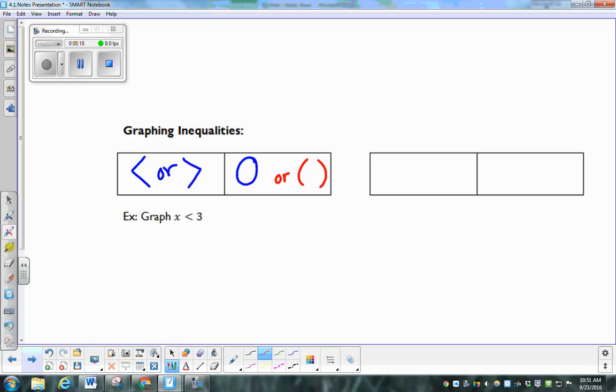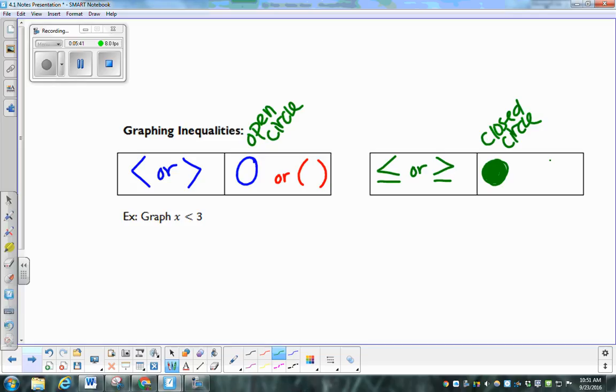So if it's greater than or less than, you use an open circle on your graph. If it is less than or equal to, or greater than or equal to, you're going to use a closed circle on your graph. Okay, so this one is an open circle. If you have the little or equal to thing under it, it's a closed circle. And in your book, they're going to use a bracket. I'll show you what that looks like.